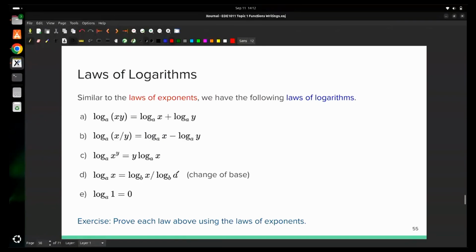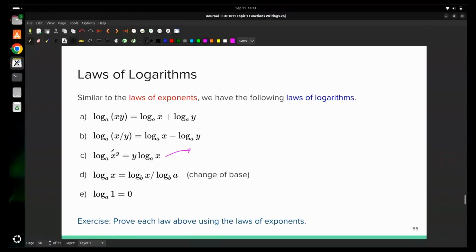The laws of exponents we have seen before, a few slides above. So maybe I'll just show you how easy it is to prove one of them. I'll just prove C. Because this exercise is supposed to be done by yourself, I'll just demonstrate one and then you can try the rest. You see this one, log base A of x to the power of y. First of all, you have to decide which law of exponents you need to use. That is the key thing.